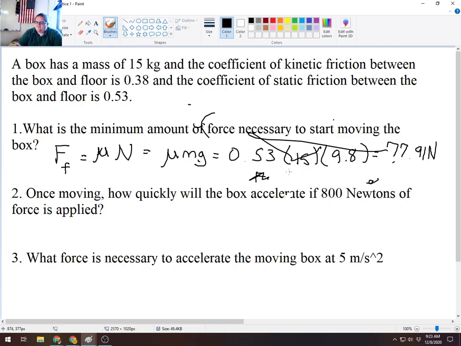So you would say that the force, whatever force you want to apply, has to be greater than 77.91 newtons. Okay, so that's the first question. Next one. Once moving, so again, that right there tells us we're talking about kinetic friction. Once moving, how quickly will the box accelerate if 800 newtons of force is applied?